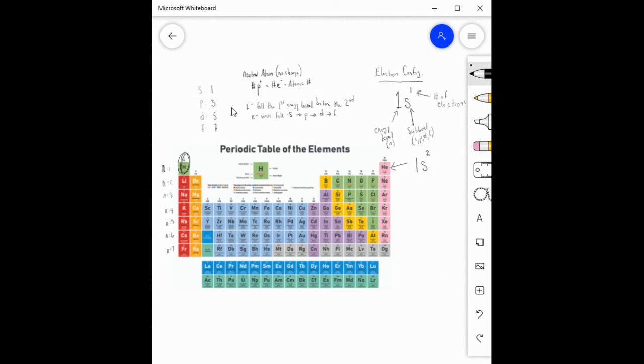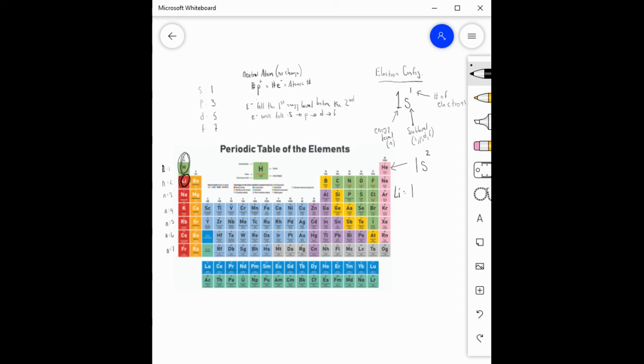All right, so let's look at lithium. That's down here. So we've got n equals 1. So basically what has to happen is we have to account for every single sublevel.